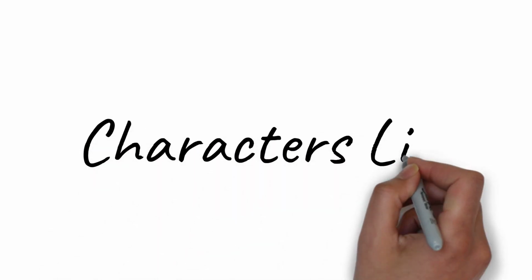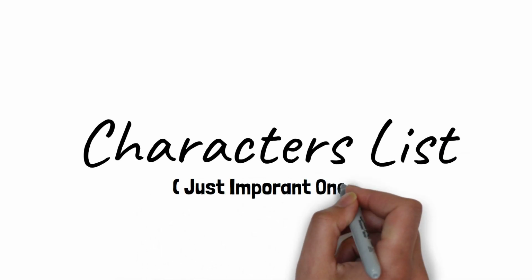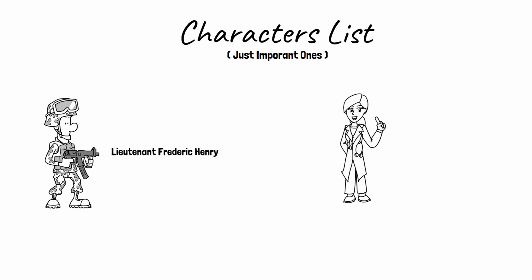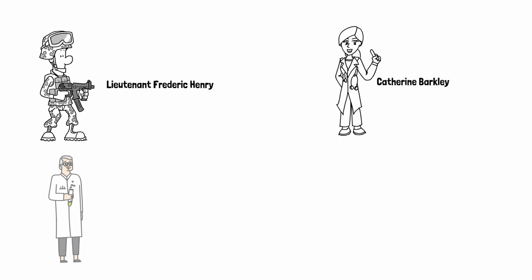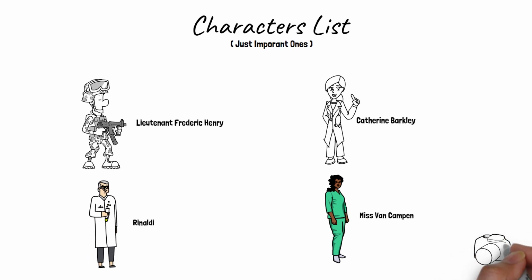Have a look at the characters list. Although there are many more characters in the novel, the summary covers only the following characters. Lieutenant Frederic Henry, the novel's narrator and protagonist. Catherine Barkley, an English nurse's assistant who falls in love with Henry. Rinaldi, closest friend of Henry and a surgeon in the Italian army. Miss Van Campen, the superintendent of nurses at the American hospital where Catherine works.